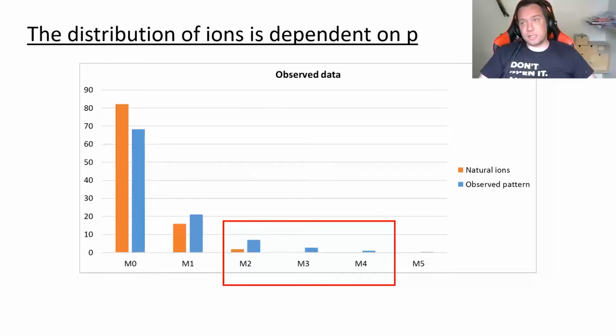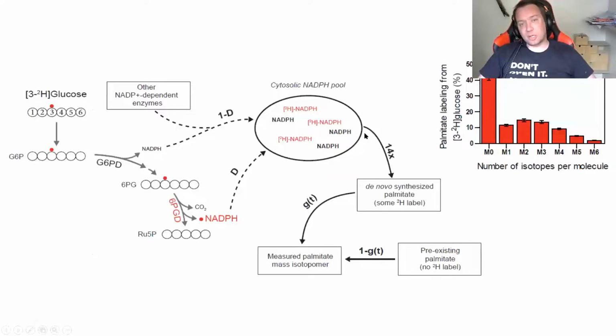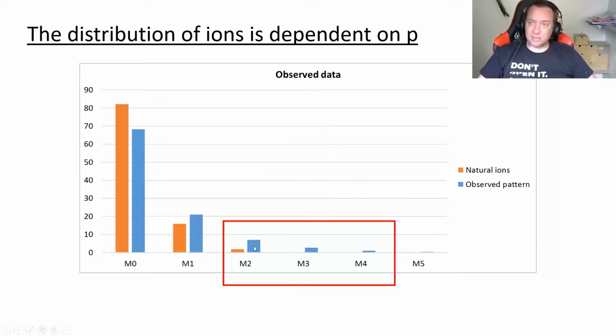Okay, so how can we do this? We're trying to get two things. We're trying to get the P and we're trying to get the fractional synthesis rate. And actually, it turns out that the relationship between the peak heights of ions, and in particular the ions M2, M3, and M4, is dependent on your p-value, regardless of how much fractional synthesis is going on.